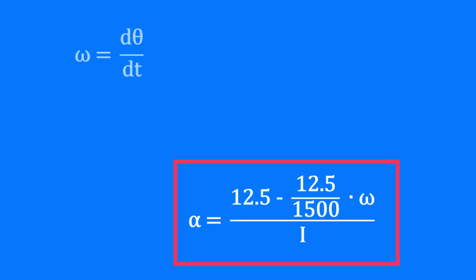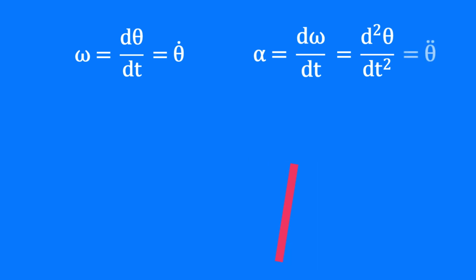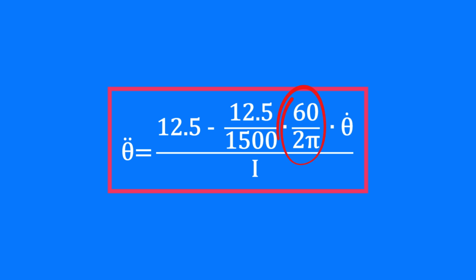The angular velocity is the derivative of the rotation angle. The angular acceleration is the derivative of the angular velocity and thus the second derivative of the rotation angle. The notation we use is one dot for the first derivative and two dots for the second derivative, so the differential equation looks like this. Note that a constant is added into the equation to convert from radians per second to RPM.